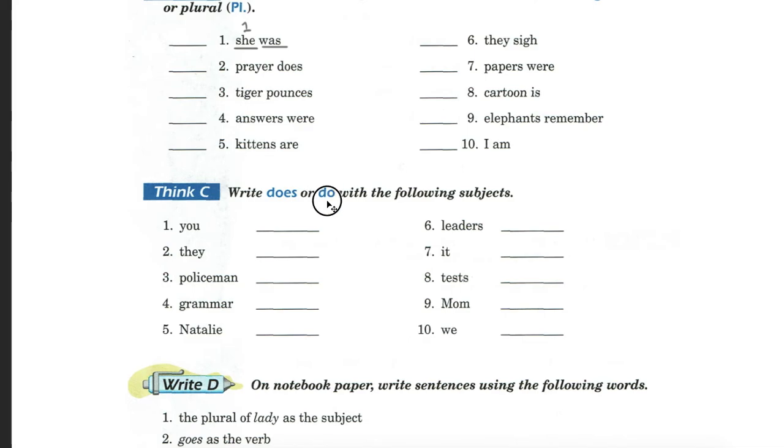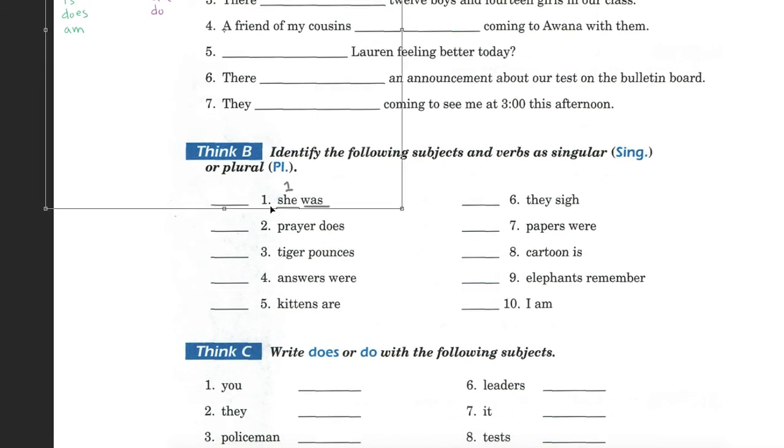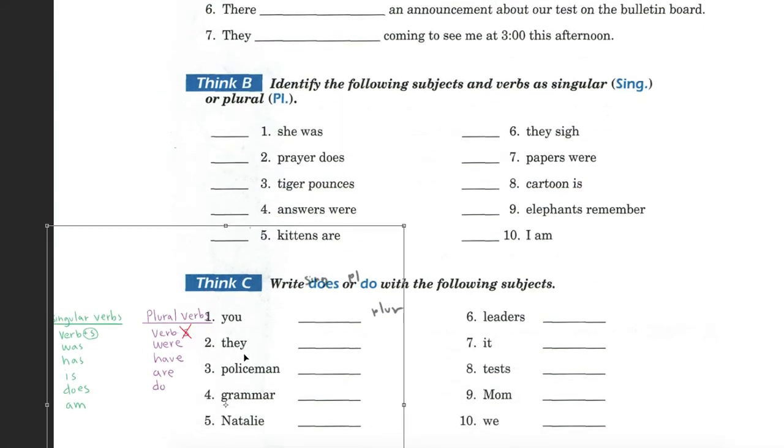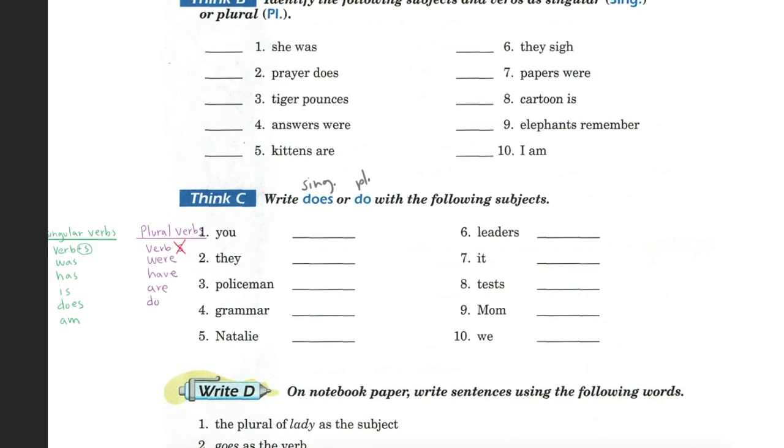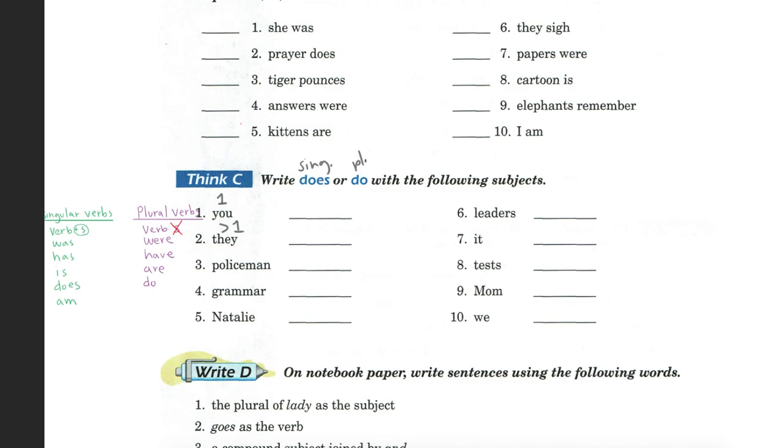Write does or do with the following subjects. All right. So let's bring the table down again. Remember, does is singular, and do is plural. All right, so that should help you. So you, is that talking about one person or more than one person? It's just talking about one person, right? And they is talking about more than one. All right, so you decide which verb you should use.